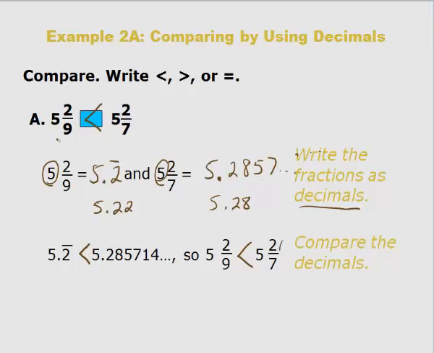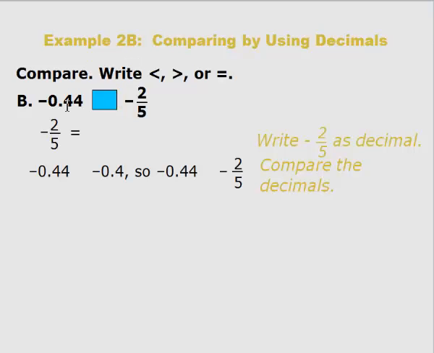In this, if you remember, we did a foldable. And we talked about if the numerators are the same, we can compare them. Because we know with the denominators, ninths are smaller pieces than sevenths. And so 2 ninths are 2 of the smaller pieces versus 2 sevenths, which is 2 of the bigger pieces.